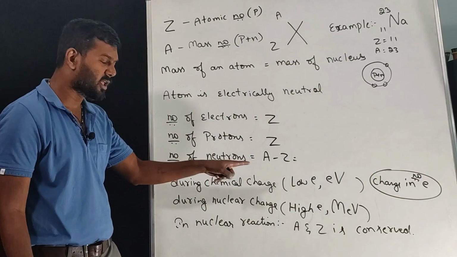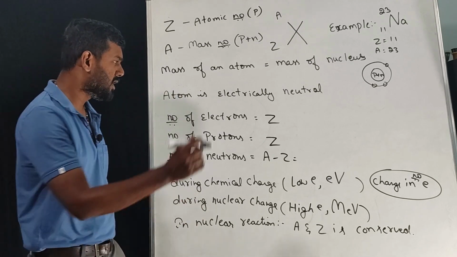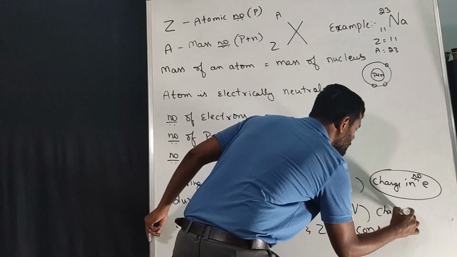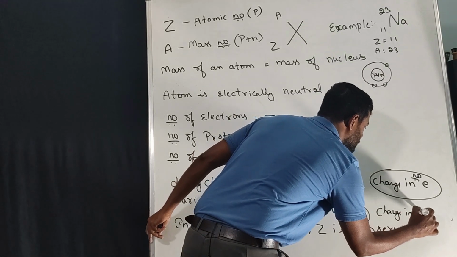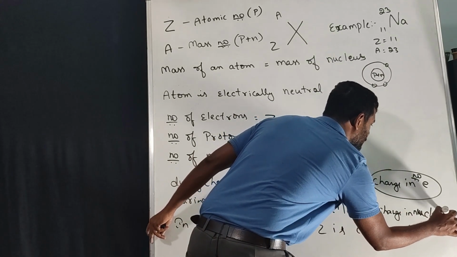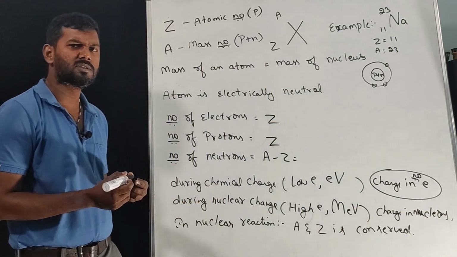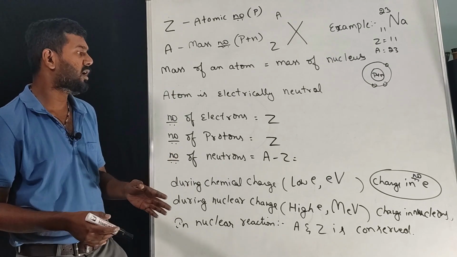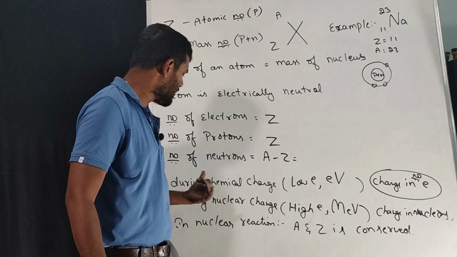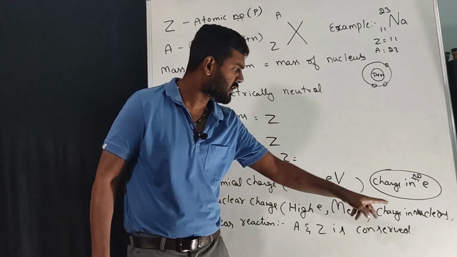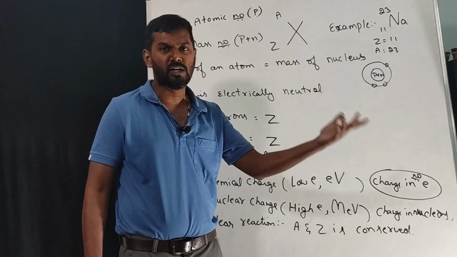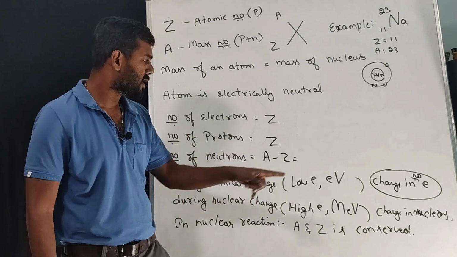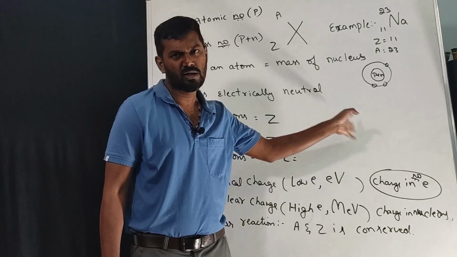But when it comes to nuclear change, during the nuclear change, there will be a change in nucleons. What do you mean by nucleons? That is nothing but the total number of protons and neutrons, which are called nucleons. So during the nuclear change, there will be a change in nucleons, that too inside the nucleus. So nuclear change happens inside the nucleus, but this one outside the nucleus.